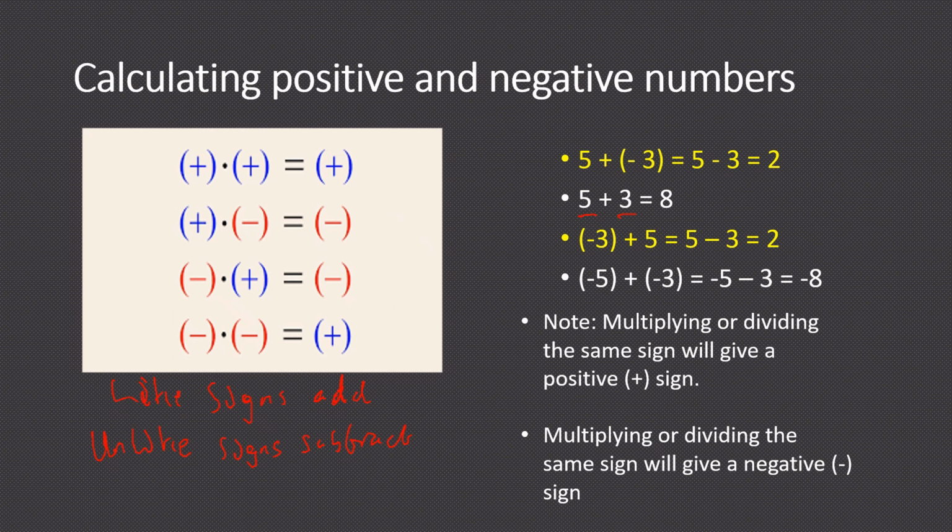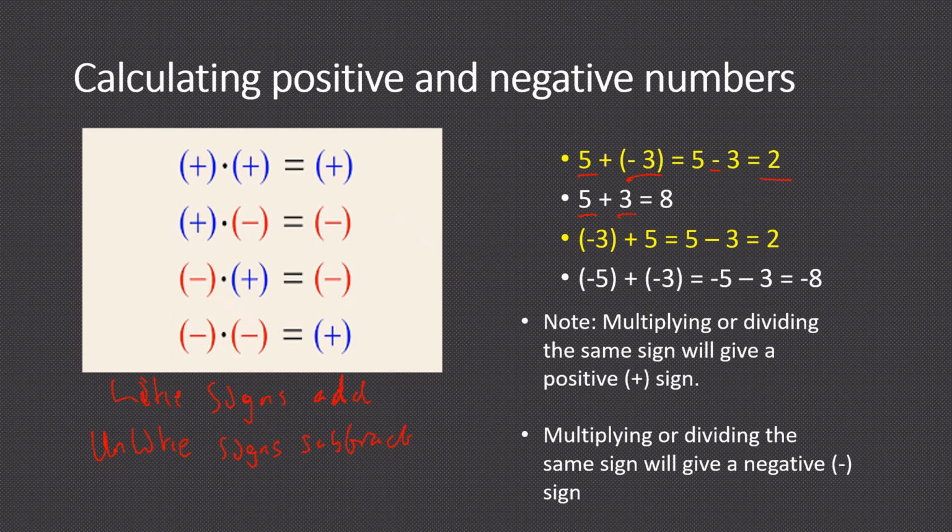Same goes for positive times negative. That will then equal a negative sign. So in this case, 5 plus minus 3. Due to minus 3 and the plus sign combining with each other, that will then be plus times minus. That will then equal minus at the end. So the answer will then be 5 minus 3, and that will then equal 2.